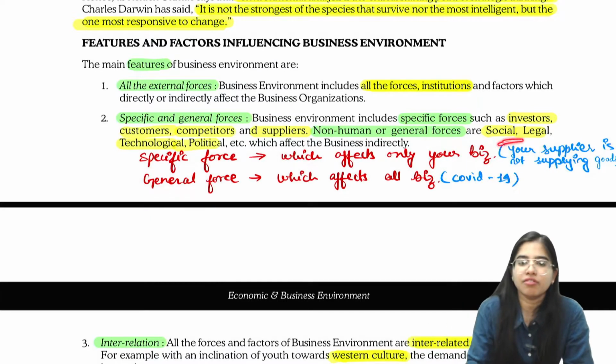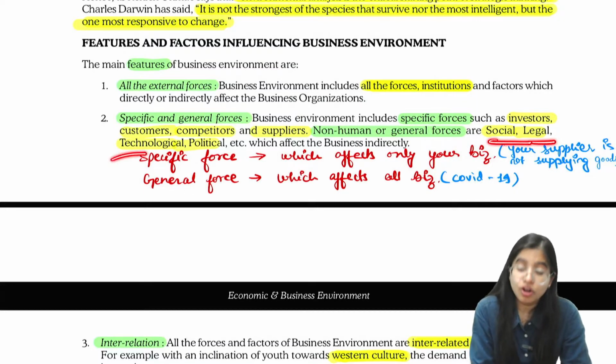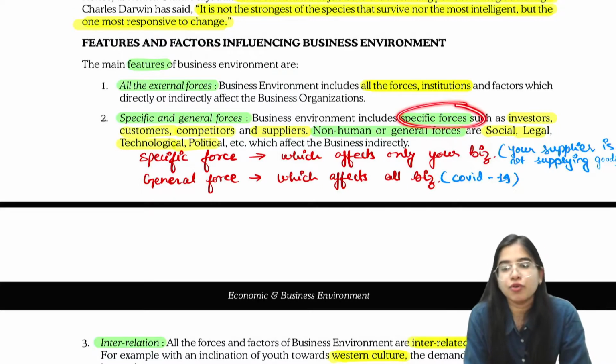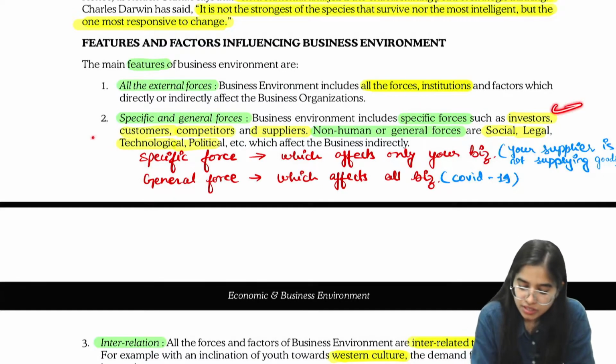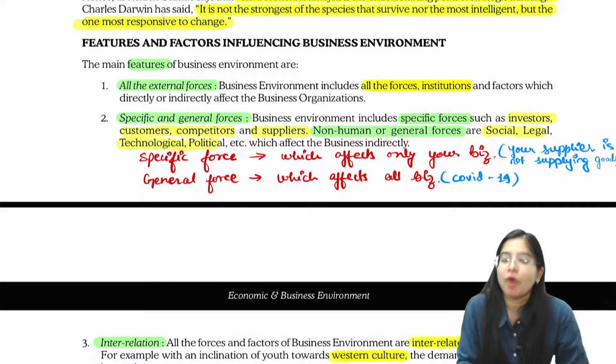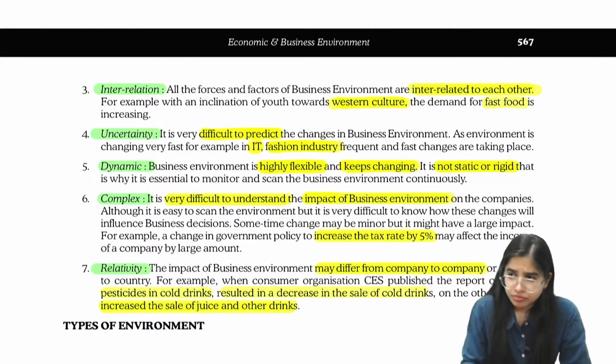Social, legal, technological, political forces, all this comes under your non-human or general forces, right? So in the specific forces, all the human people will come: investors, customers, competitors, suppliers. In general forces, all the non-human ones will come, like social, legal, technological, political. Are we clear with this? Yes. Next is interrelation. Is all the environment interrelated to each other? Yes, everything is interrelated to each other.